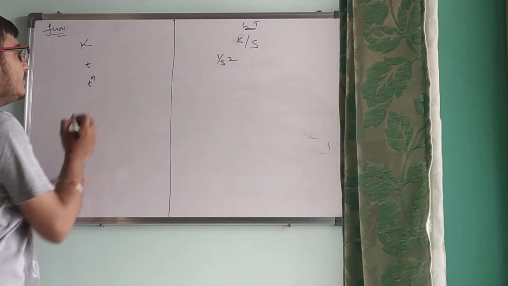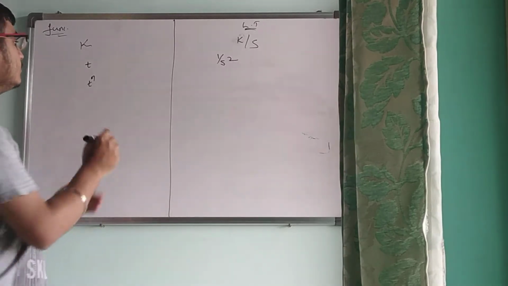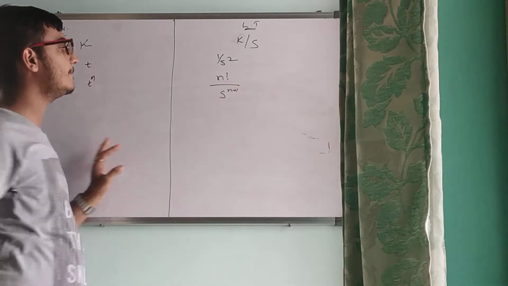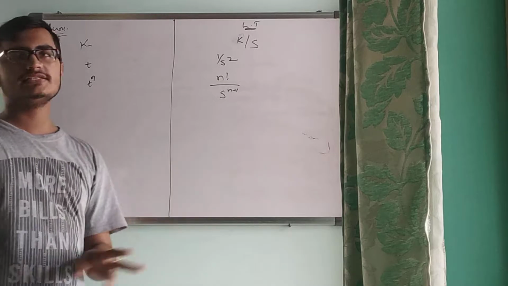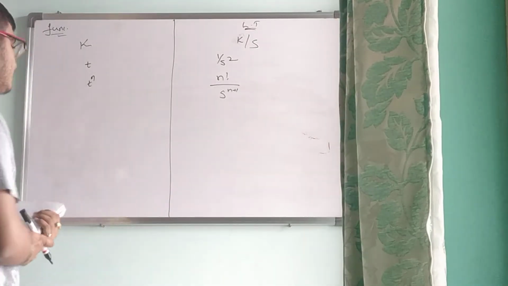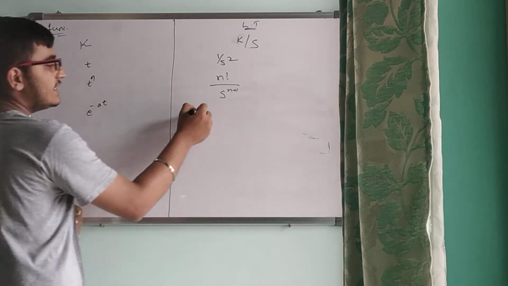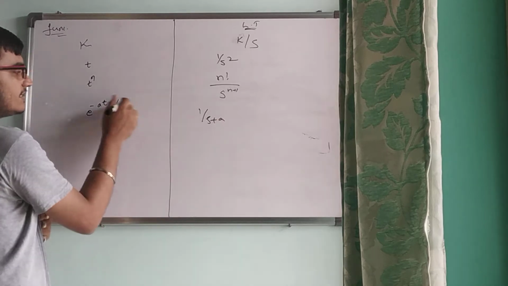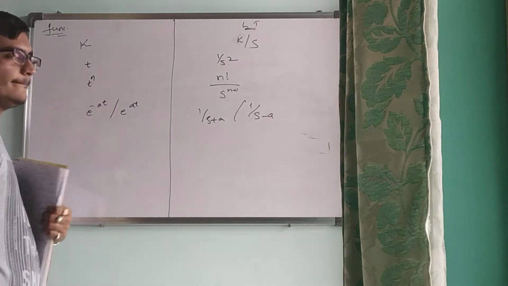The Laplace transform of t power n is n factorial by s power n plus 1. Next, the Laplace transform of e power minus at is 1 by s plus a. The Laplace transform of e power at is 1 by s minus a.